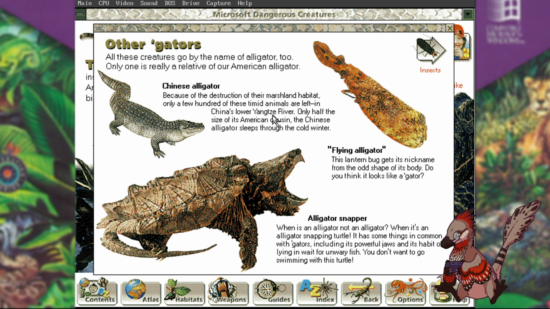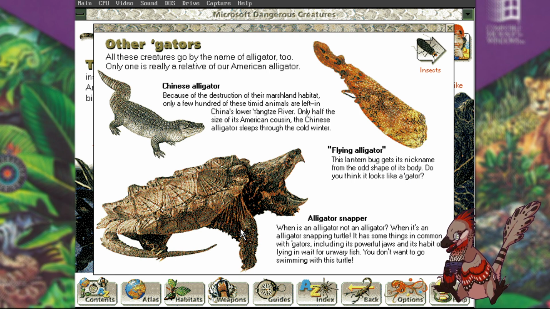Other creatures have alligator names, but the Chinese alligator is a true relative of our American alligator. All these creatures go by the name of alligator, too. Only one of them is really a relative of our American alligator. Chinese alligator. Because of the destruction of their marshland habitat, only a few hundred of these timid animals are left in China's lower Yangtze River. Only half the size of its American cousin, the Chinese alligator sleeps through the cold winter.